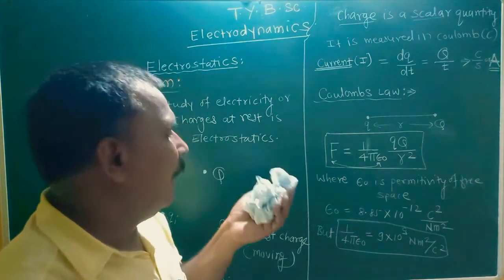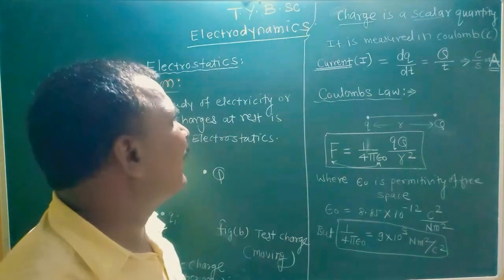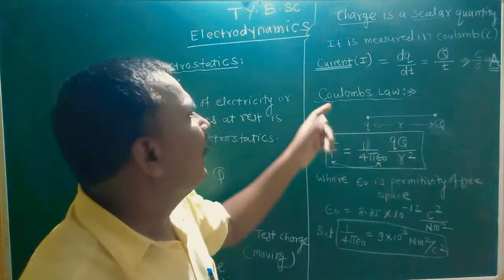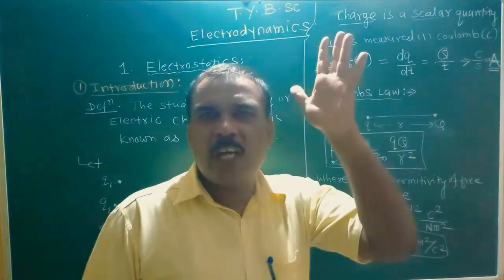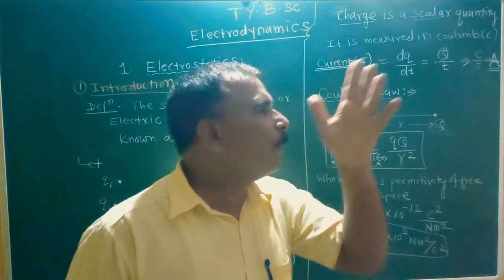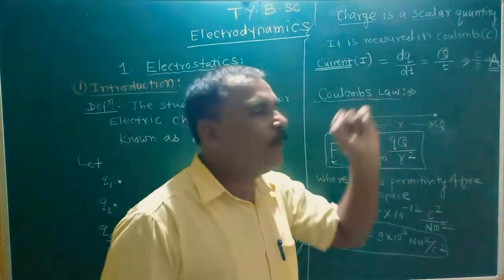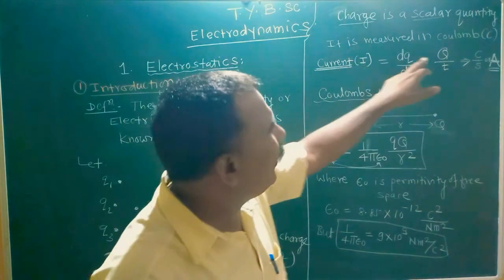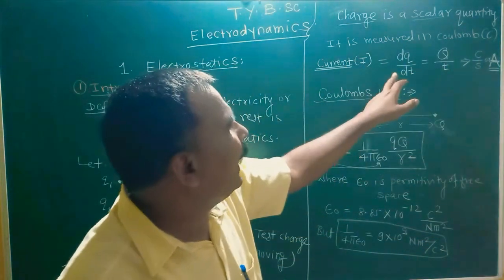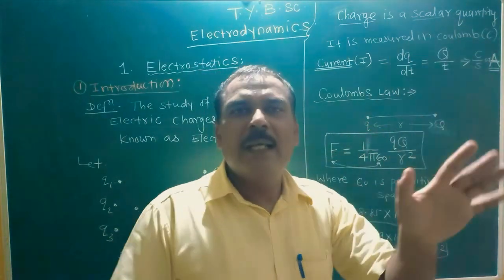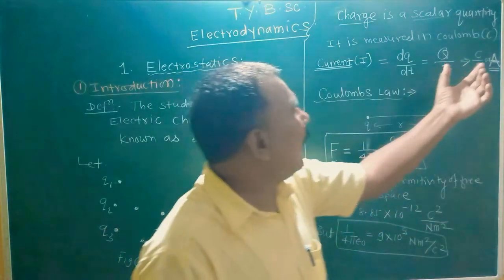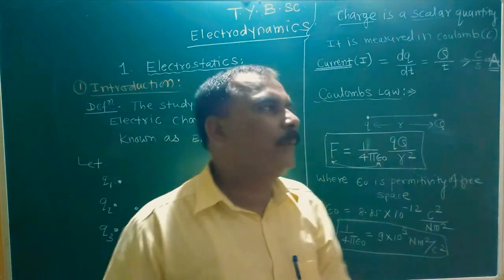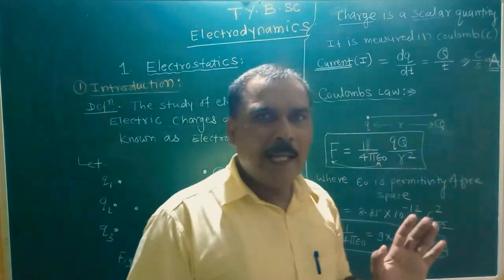Then we also have one more basic quantity we have to know here, that is electric current. Electric current means the rate of flow of charge, that is dq by dt or q upon t, where q is measured in Coulomb and time is measured in second. Coulomb per second is also called ampere. So current has the unit Coulomb per second or ampere.